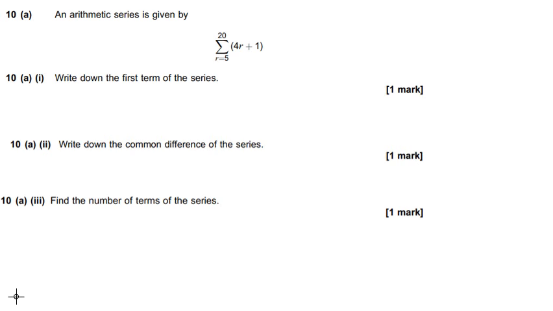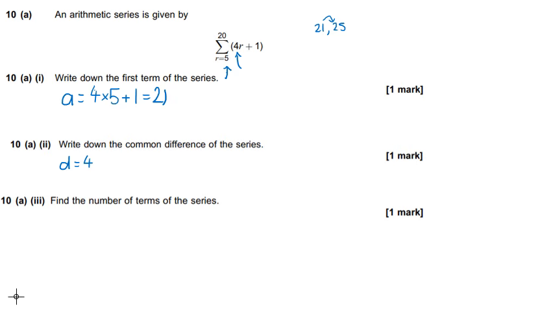So what's the first term in the series? Well, it's just where we substitute in r equals 5. So we've got a, that's the usual symbol that we use for the first term of a series, is going to be equal to 4 times 5 plus 1, 21. The common difference, which you usually use the symbol d for, well, in sigma notation, this is the common difference. Okay, if you imagine the first term would be 21, the next term would be 4 times 6 plus 1, which is 25. You can see that that 4 is what's being increased by every time.